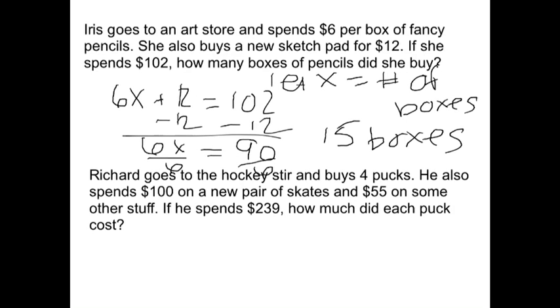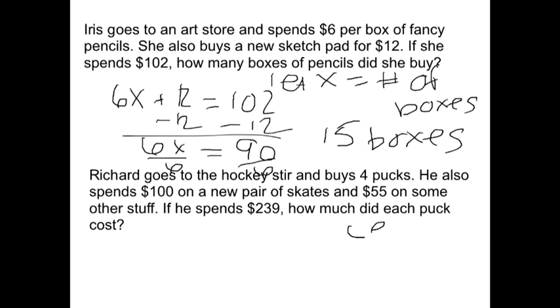So if we look at the next question, Richard goes to the hockey store. He goes to the hockey store and he buys 4 pucks. And he also spends $100 on a new pair of skates and $55 on some more stuff. So the only thing that we don't know is how much he spent on pucks. So how much he spent on each puck.